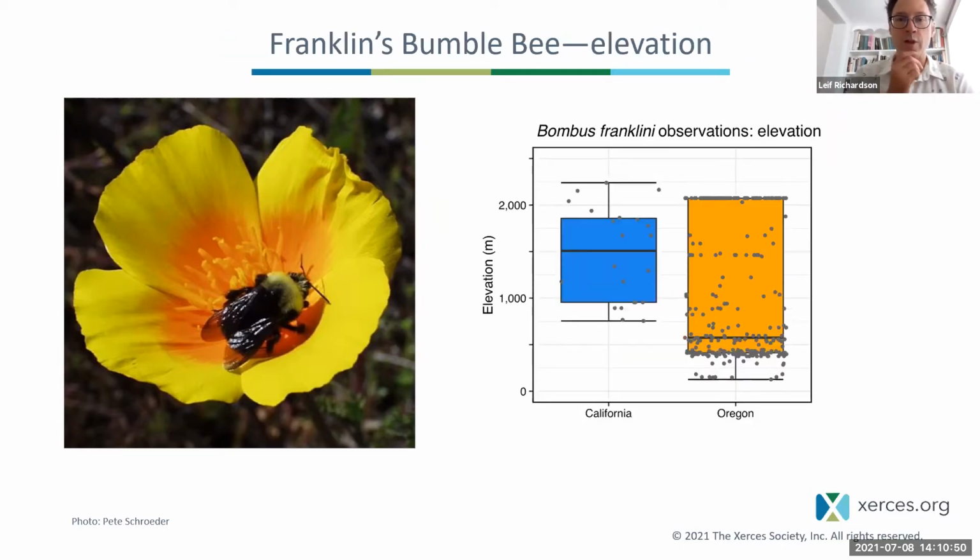I wanted to show a plot of elevation at each location where we found the bee. This is not necessarily anything earth-shattering, but as you can see from these box plots, in California, the average elevation of a collection or observation of Bombus franklini is around 1,500 meters, whereas in Oregon, it's substantially lower, about 500 meters. So, in Oregon, as you'll see, we have observations from Ashland and other lower elevation areas, as well as some of the higher elevation protected areas. In California, nearly all of the observations are coming from higher elevation places in the Marble Mountain Wilderness and adjacent mountain ranges.